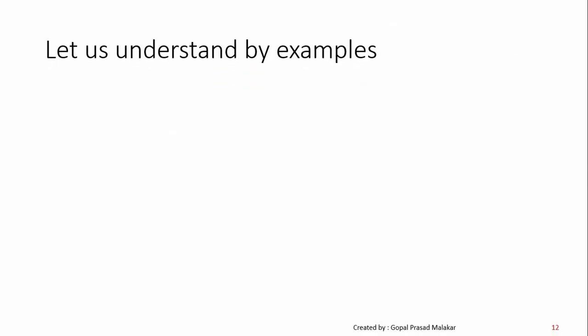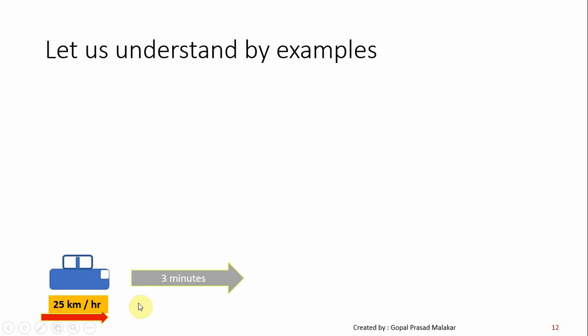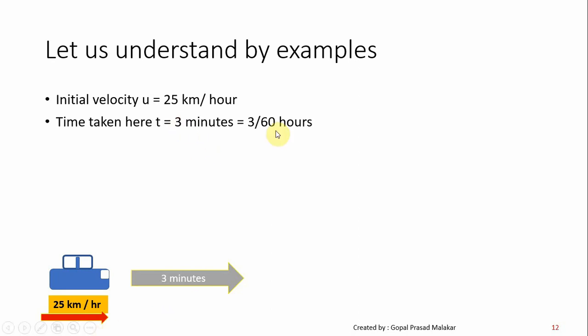Let's take a close look. So here is a car. Now I have put a slightly different speed, 25 km per hour, and in 3 minutes if the acceleration remains same, 600 km per hour square, then how much will be the velocity after 3 minutes? So let's calculate. Initial velocity 25 km per hour in this direction. The time taken is 3 minutes or 3 by 60. Acceleration equal to 600 km per hour square.